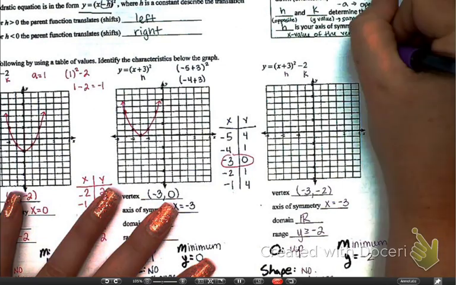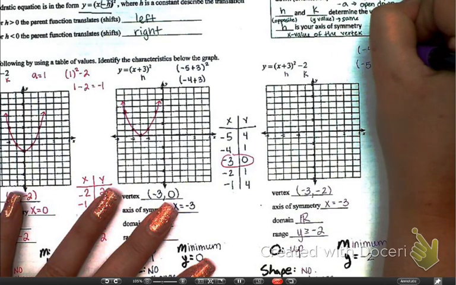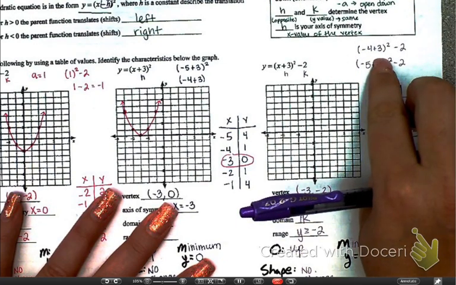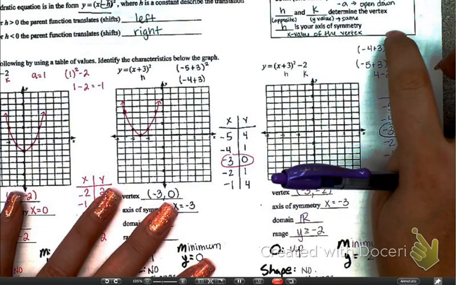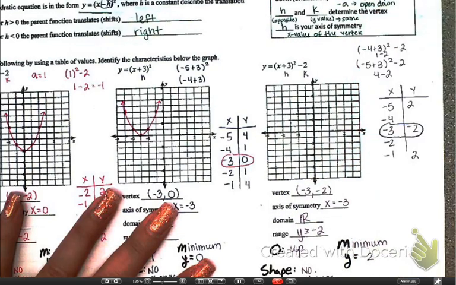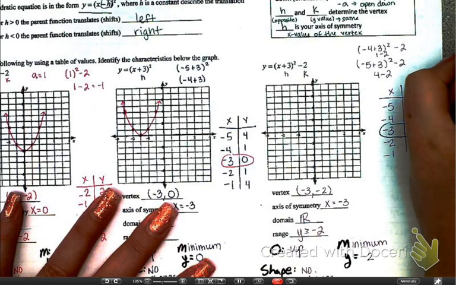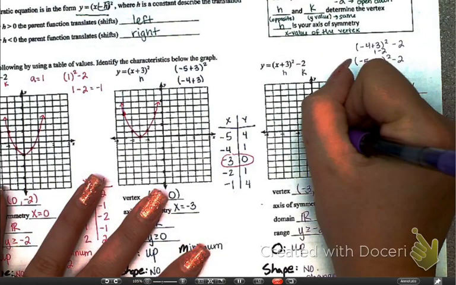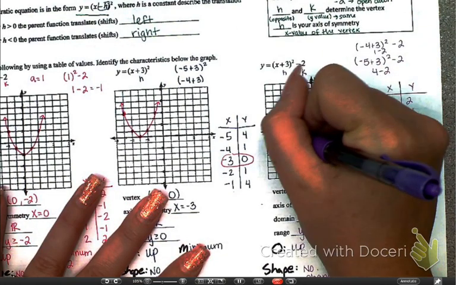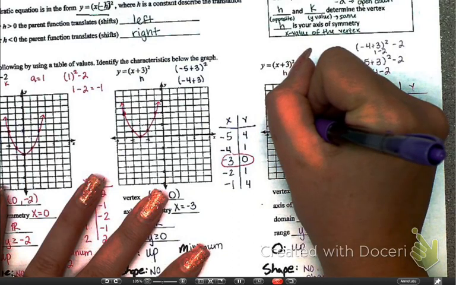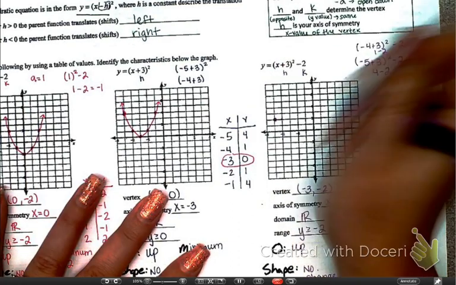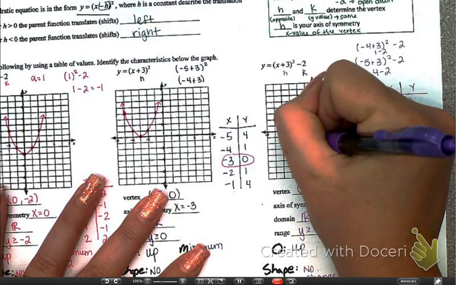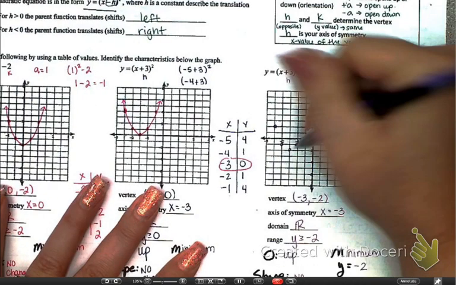Okay, let's plug in negative 4. Negative 4 plus 3 squared. What's negative 4 plus 3? Negative 1. Negative 1 squared, 1 minus 2, negative 1. Okay, again, let's use them as individual boxes. So negative 5, 2. Negative 4, negative 1, negative 3, negative 2, and then it's symmetrical.